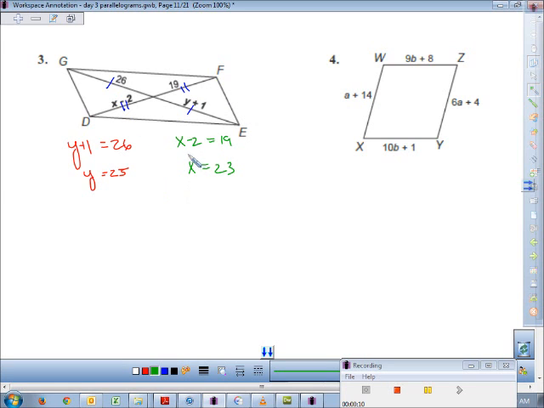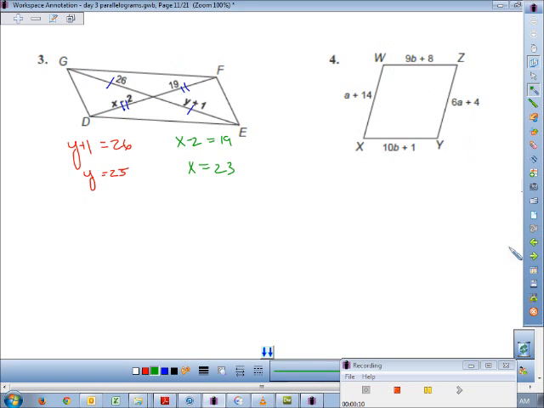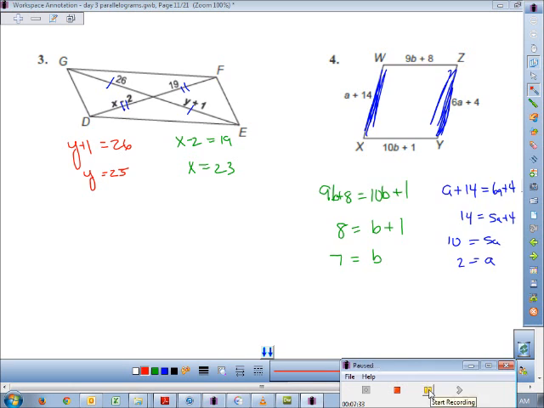What I'd like you to do is pause the video and do the next 3 problems. Do number 4, number 5, and number 6. And just ask yourself, are these sides, angles, or diagonals? So give the video a pause, give those a try. So here on number 4, these were opposite sides, so you set them equal to each other, and hopefully you got b equals 7 and a equals 2. You can check yourself there.